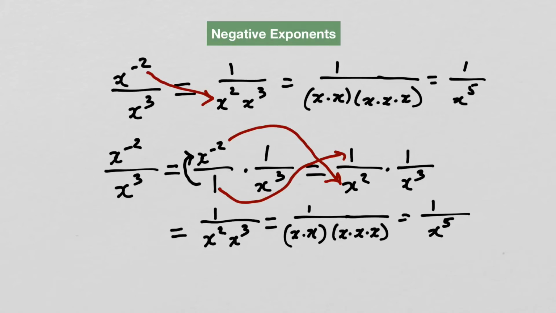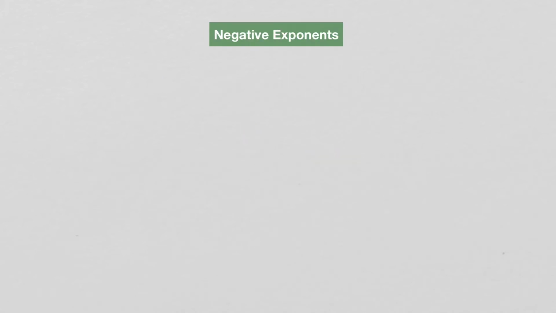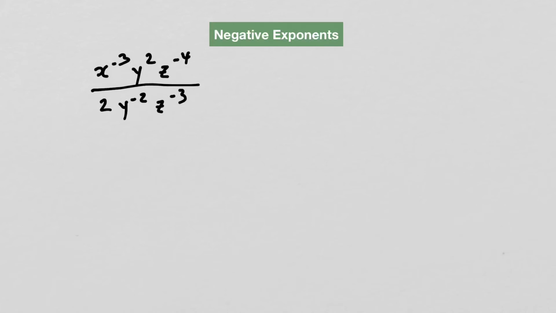Hopefully this is making some sense to you. We're going to add to the complexity now. Let's look at another example. Let's say we have x to the negative 3, y to the second, z to the negative 4 over 2, y to the negative 2, z to the negative 3.